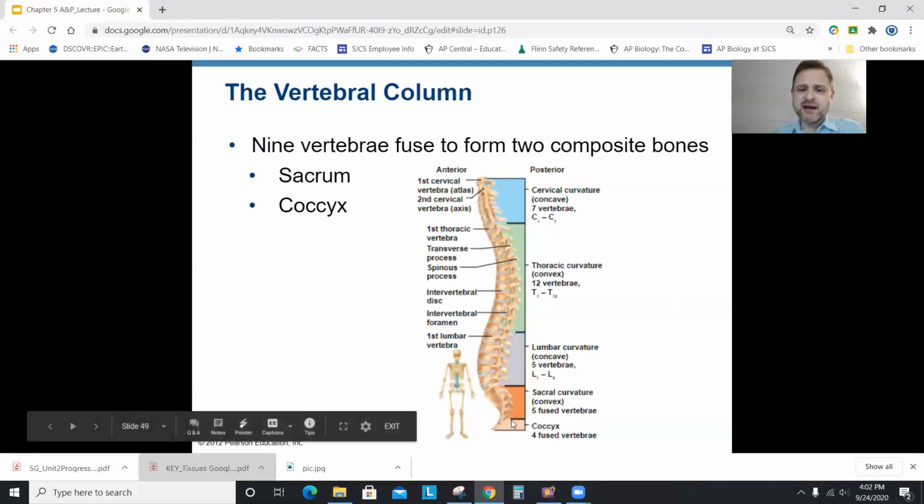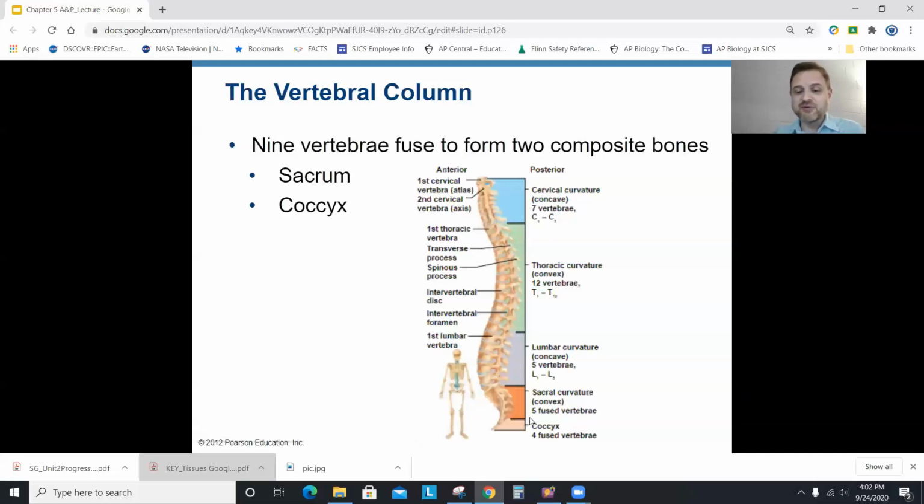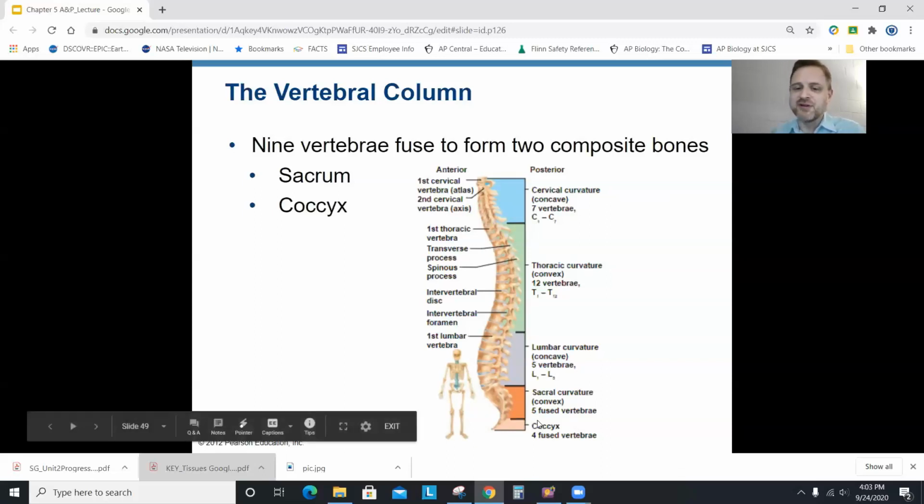The bottom of your spine, the sacrum, is basically 5 vertebrae that are fused, and the coccyx is 4 vertebrae. It's your tailbone. It's the remnant of a tail, since humans don't have tails. In other mammals, the coccyx leads into the tail. It's just the remnant from other mammals who have tails.